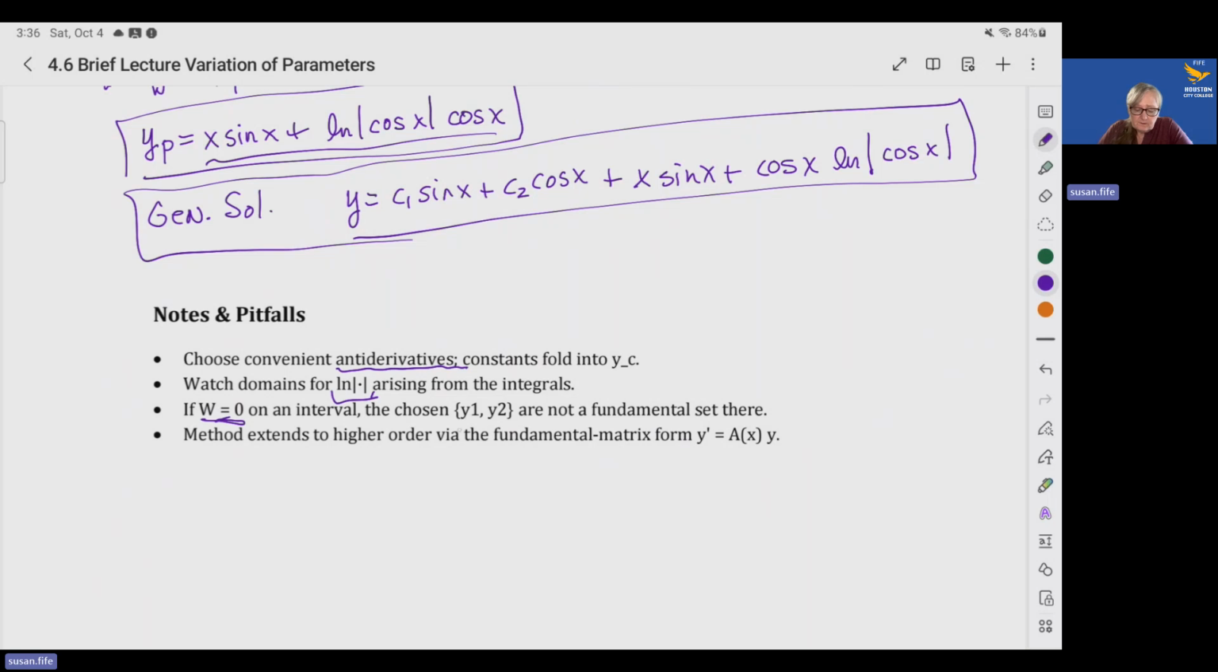And it does not extend really beyond second order. If you were to have a third order equation, the system of equations that comes out would be much more complicated. So this works only for second order ODE.